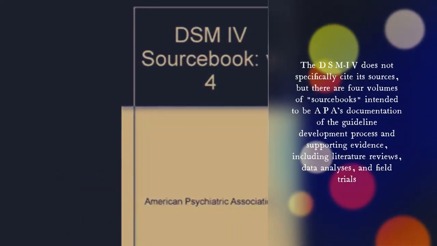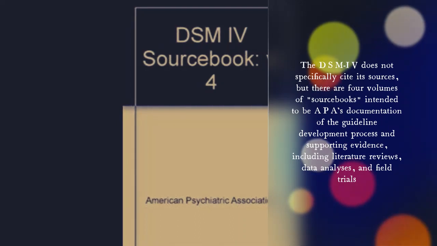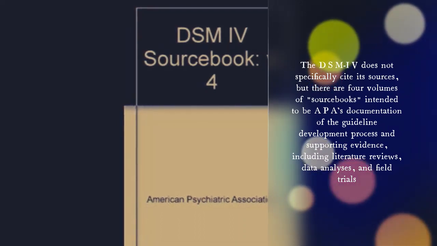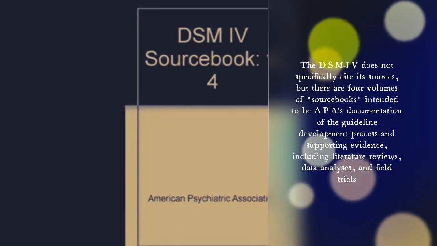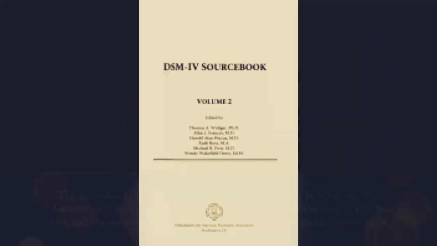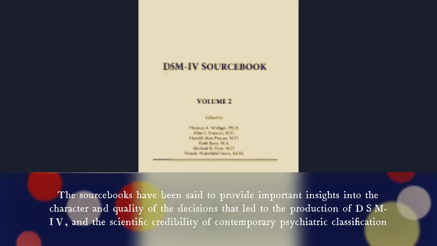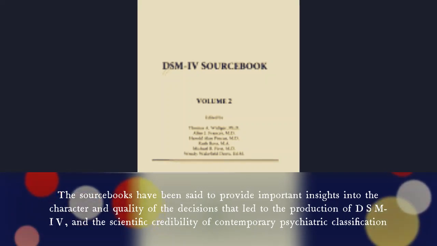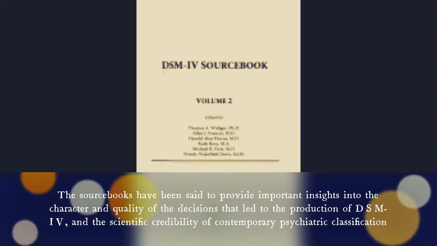The DSM-IV does not specifically cite its sources, but there are 4 volumes of source books intended to be APA documentation of the guideline development process and supporting evidence, including literature reviews, data analysis, and field trials. The source books have been said to provide important insight into the character and quality of the decisions that led to the production of DSM-IV and the scientific credibility of contemporary psychiatric classification.